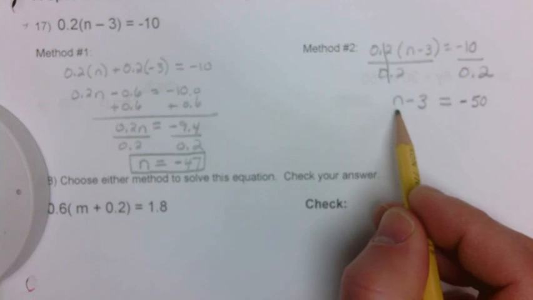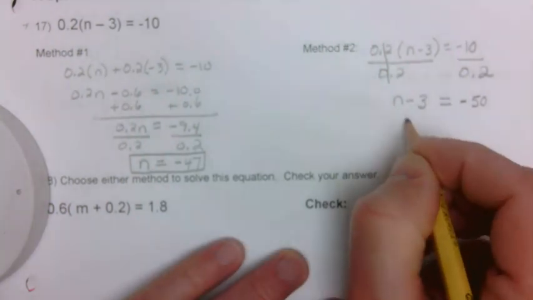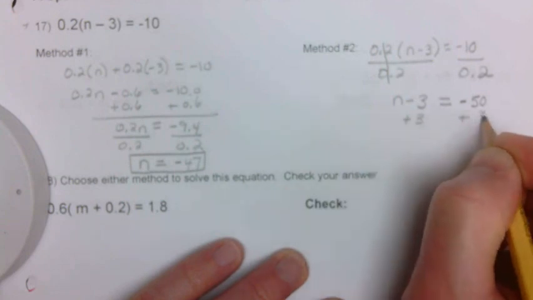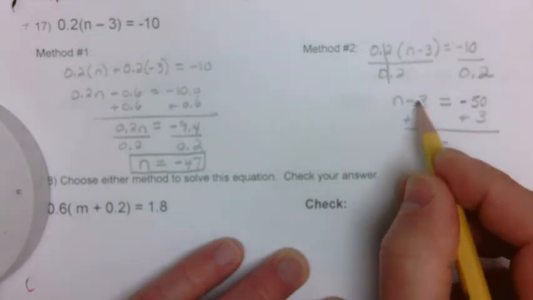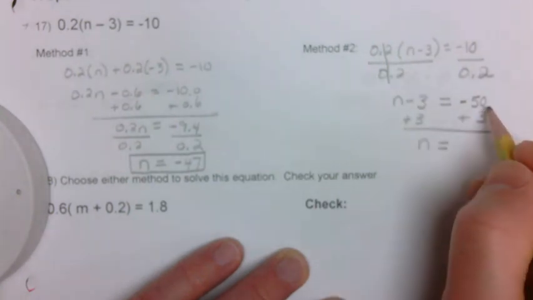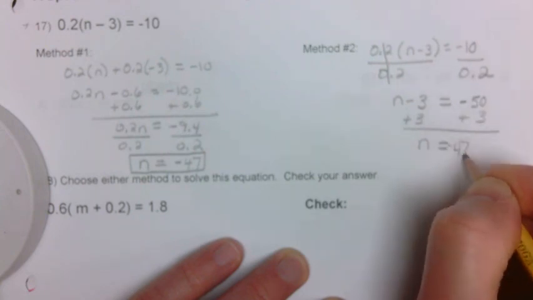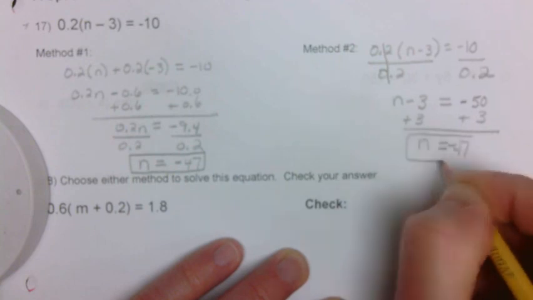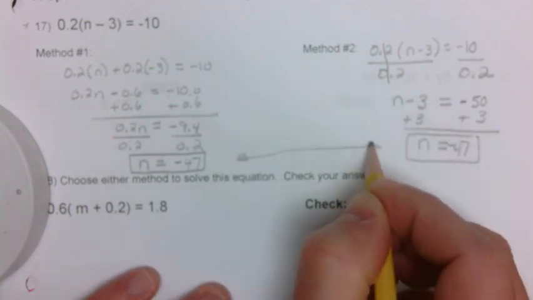All right, to isolate n, we're going to create our zero pair here. It's a -3, so I'm going to add 3, and we'll do it to each side. Bring your equal sign down. On the left, negative 3 plus 3 is 0, leaving us with n. And on the right side, negative 50 plus 3 equals negative 47. So there it is. Either way, notice I get the same exact answer.